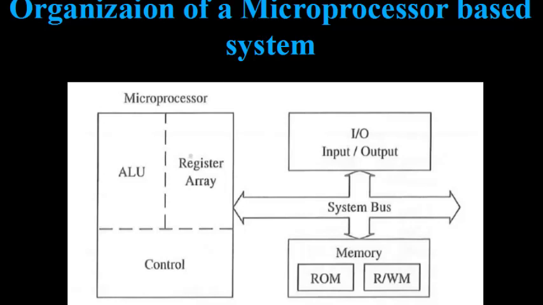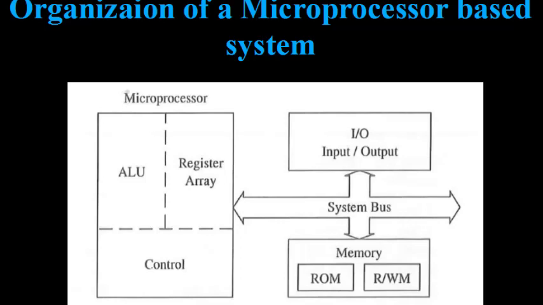Today we will be starting with the organization of a microprocessor based system. So this is a block diagram of a microprocessor based system. It has a few components: the first is the microprocessor itself, then the input output, the system bus and the memory. These are the four components which make up the microprocessor system.